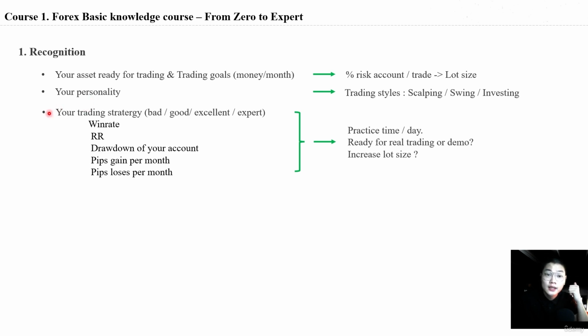And the next one, your trading strategies. You need to understand whether your trading strategy is bad, good, excellent, or whether you are an expert. How can you calculate that? Based on factors like the win rate, the reward to risk ratio, and the drawdown in your account. What is drawdown? Drawdown means how many percent you lose from the top of the balance until the lowest of the balance.